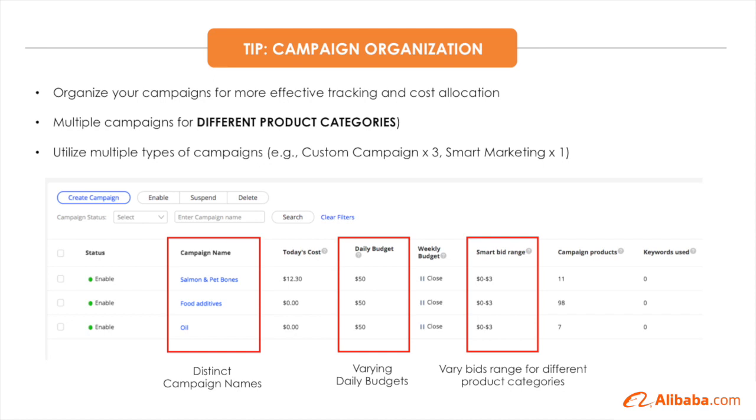Also, a lot of our suppliers use more than one type of campaign. They may use a custom campaign in addition to using our smart marketing tool. This will increase the number of chances you have to show your product to a potential buyer.